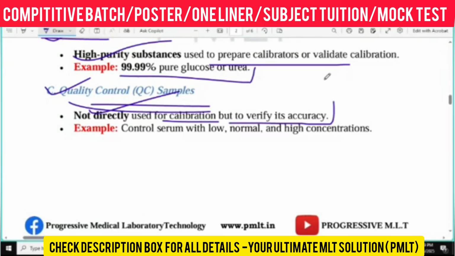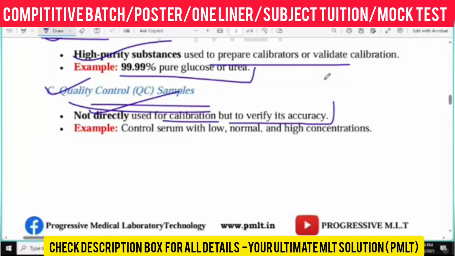We have to run these kinds of samples, which are called control samples, as well as quality control samples. Getting my point? So now we have understood the measures as well as the requirements of quality control and calibration.